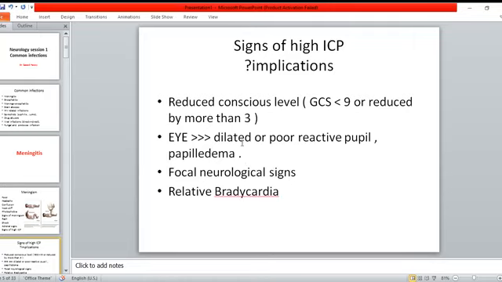So go for a CT scan, also to exclude any space occupying lesions. Whenever you have any evidence of increased intracranial pressure, your initial investigation will be a CT scan, and not a lumbar puncture in these patients.